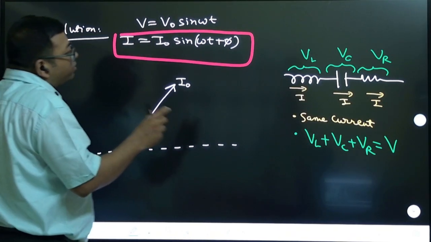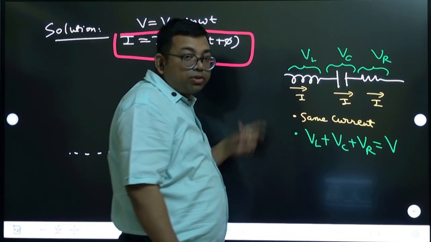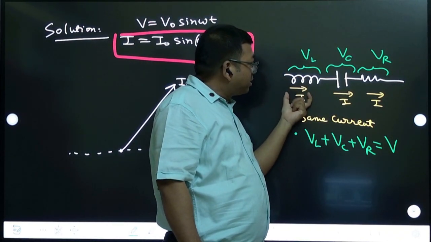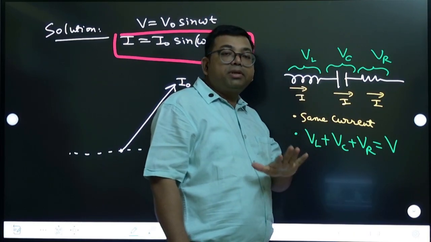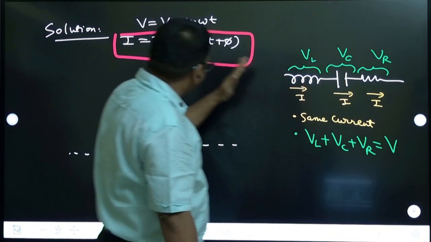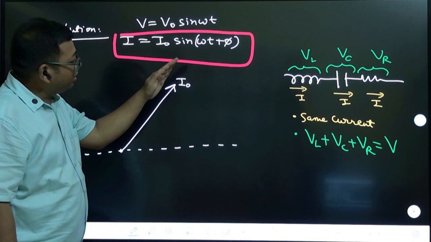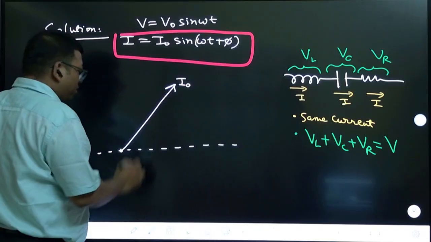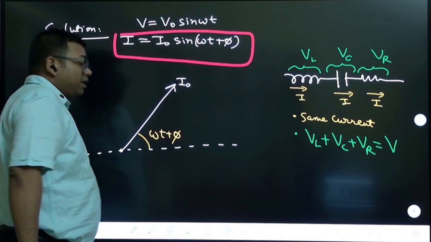Now we are going to study the individual elements. So this is the inductor and this is the current. Remember, here current is the same, but these voltages may be different. Voltages are different, but current is the same. Because current is the same, I am not going to change this diagram. I will keep this diagram the same, right? And this angle I have already drawn. This angle is omega t plus phi. This I have already decided.